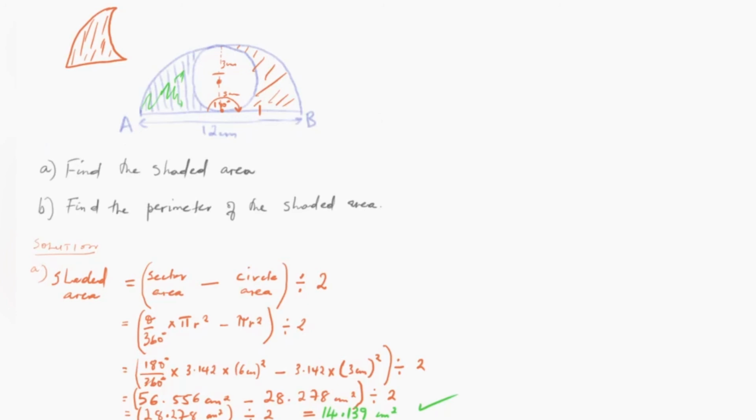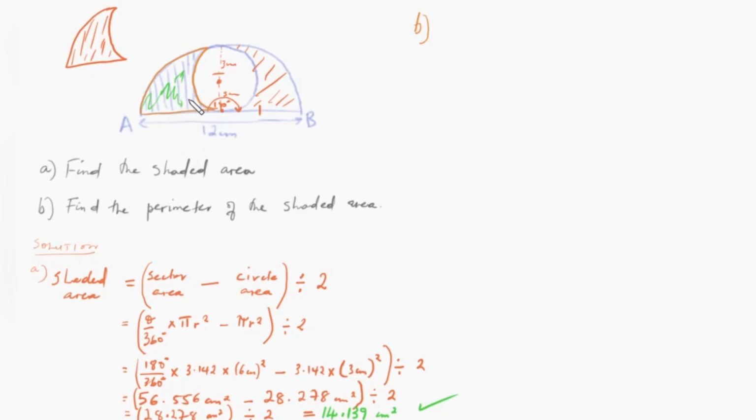Let's look at B. This B wants us to find the perimeter of the shaded area. So perimeter would be the distance around this shape.